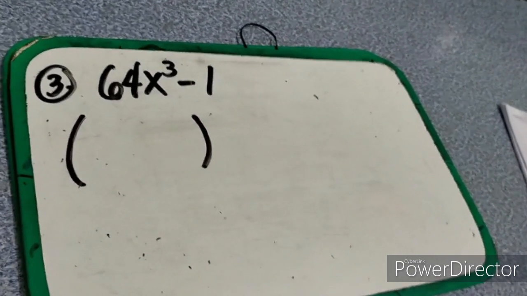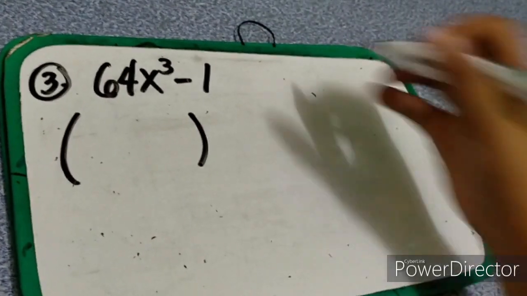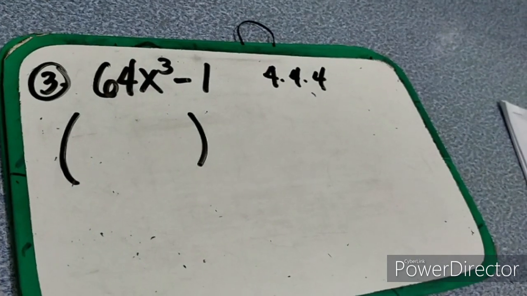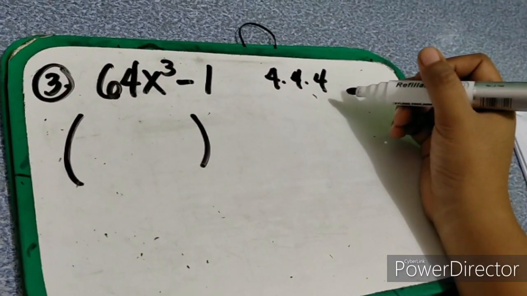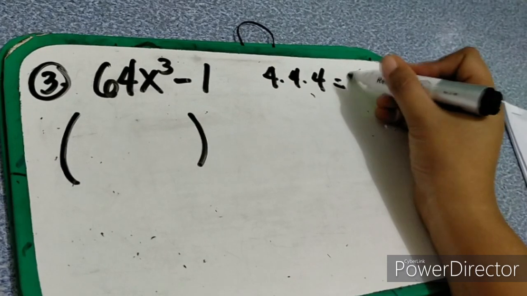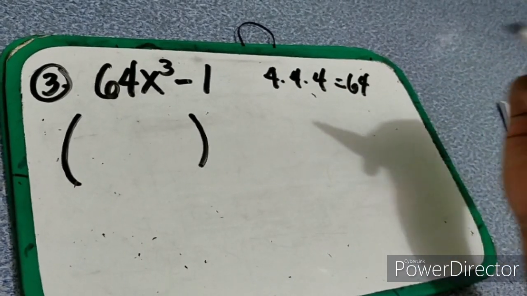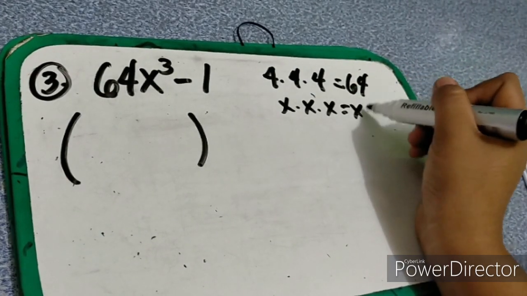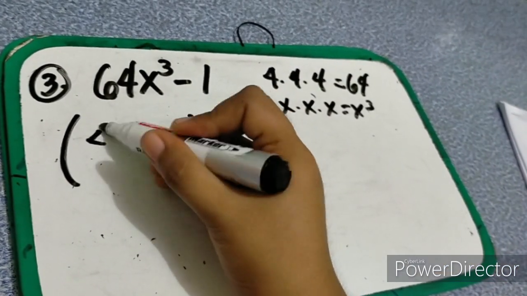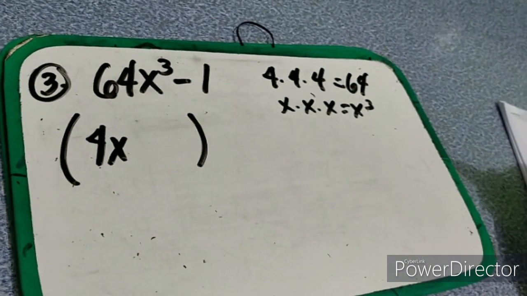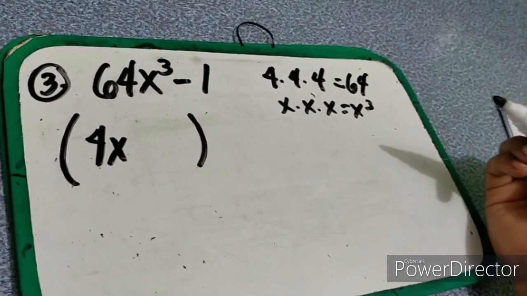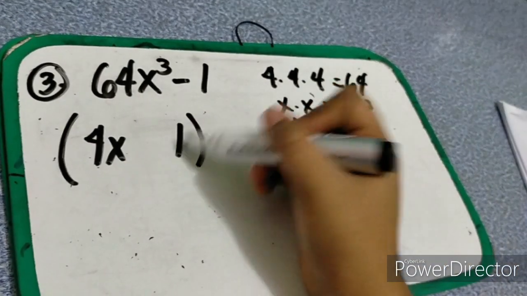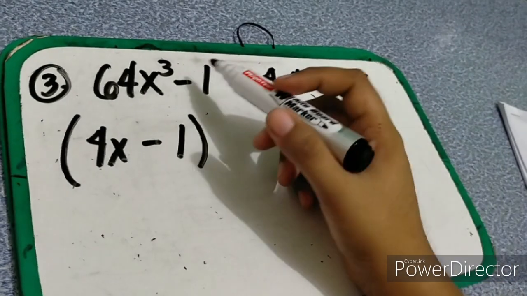Correct. It is 4. Let's try. 4 times 4, 16. Times 4, it is 64. Correct? And of course, our x cubed, it is x times x times x. It is x cubed. So let's have 4x. How about 1? Of course, it is 1 in itself. And our sign is negative. Let's just copy the sign.